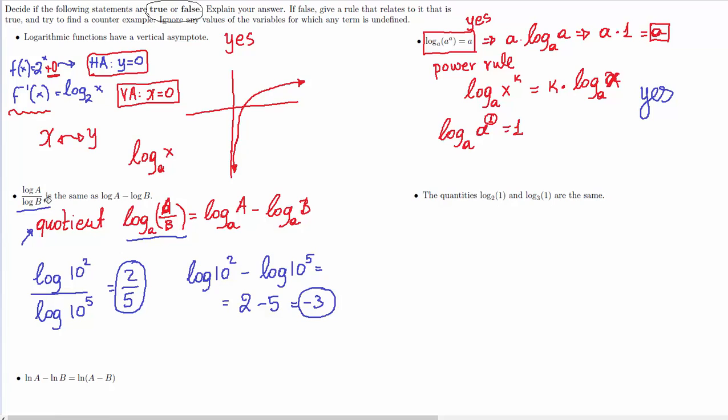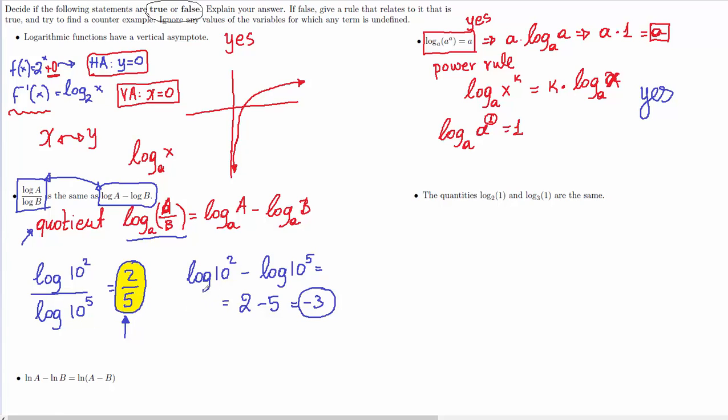So if I consider the log of a over log of b, and I start with specific numbers, a to be 10 squared and b to be 10 to the 5th, then this is what I get: 2 over 5. That is nothing else than 0.4. It's just a number. Okay, now let's look at this. We want to decide if this is equal to that. Let's see, are they equal when a is 10 squared and b is 10 to the 5th?